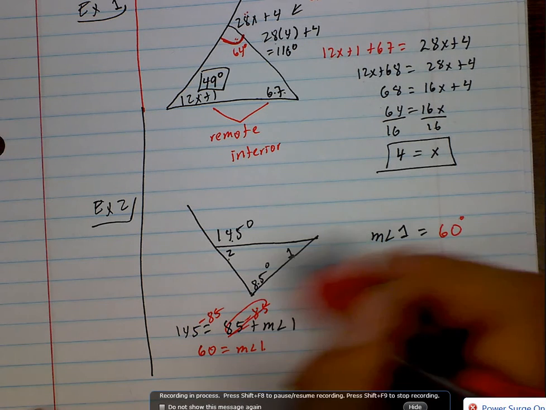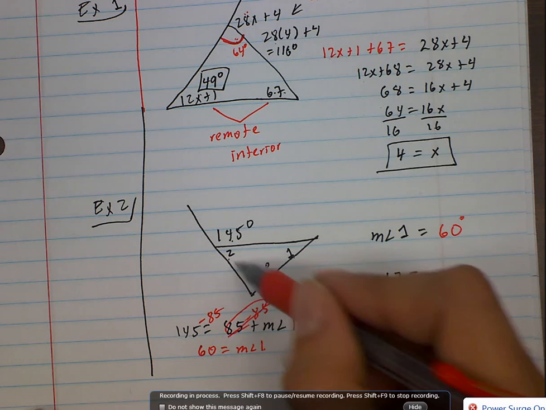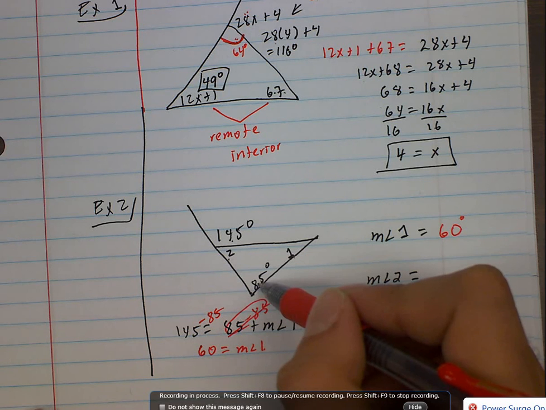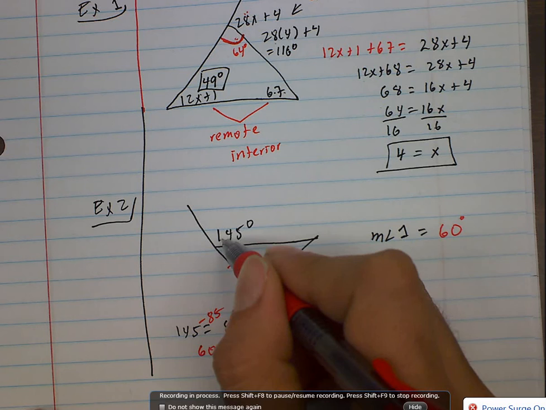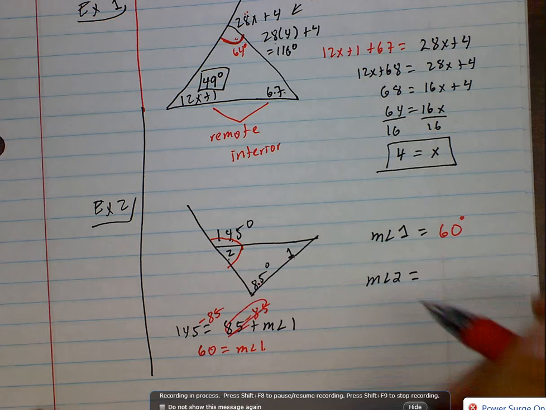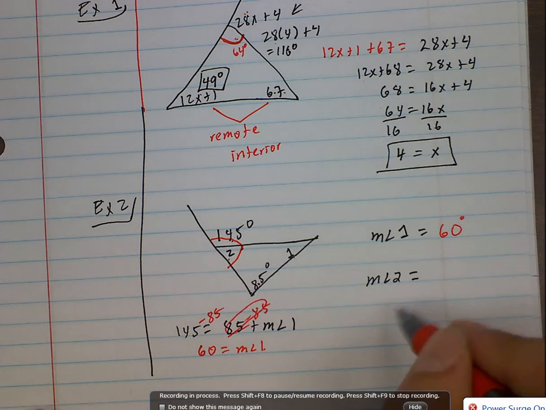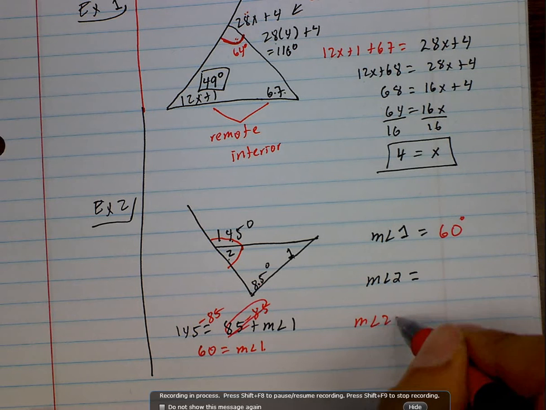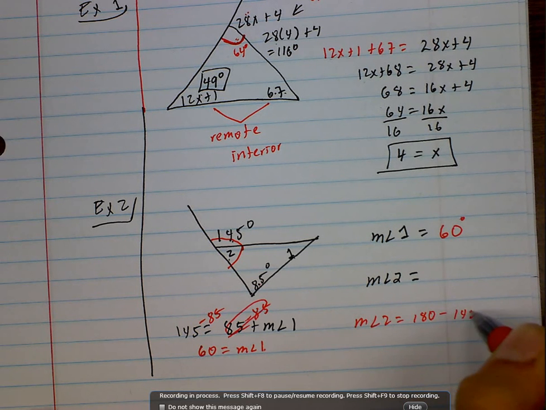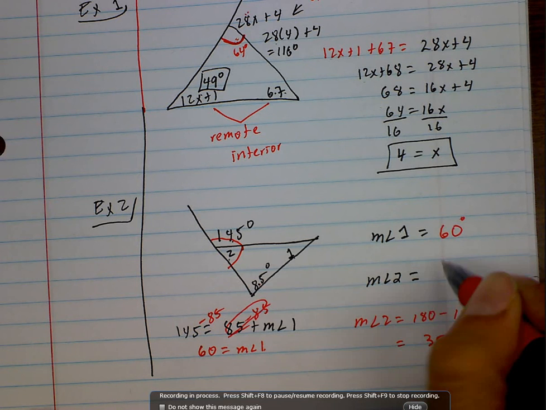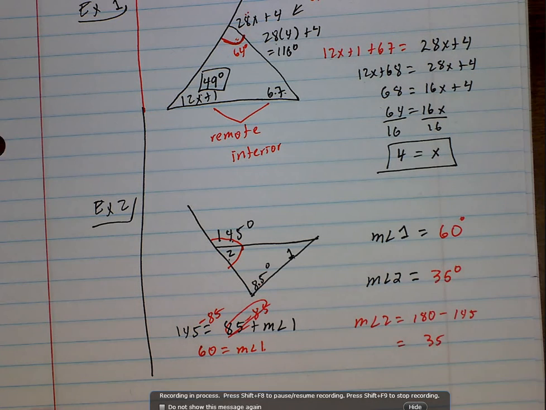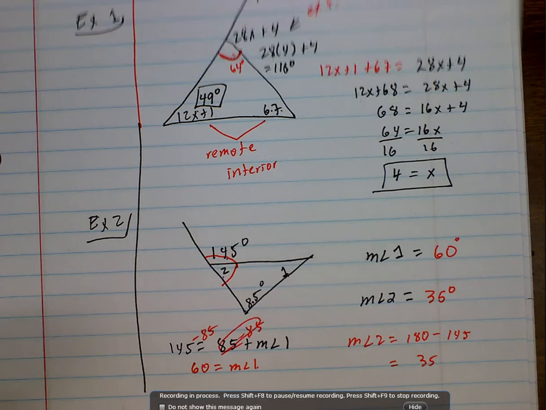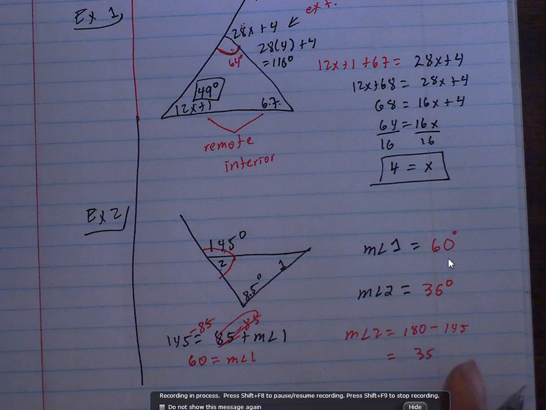Now to find measure of angle 2, I can add all those three, right? Or I can use this. These two add up to 180, so measure of angle 2 is equal to 180 minus 145. So that's 35. So this one is 35 degrees. Okay? So there are different ways to solve this problem. So that's pretty much all there is.